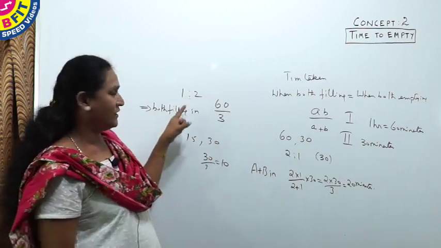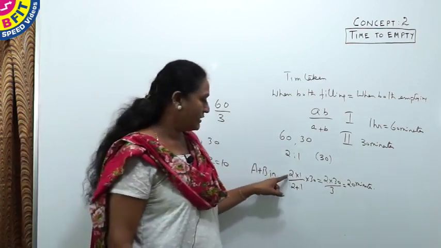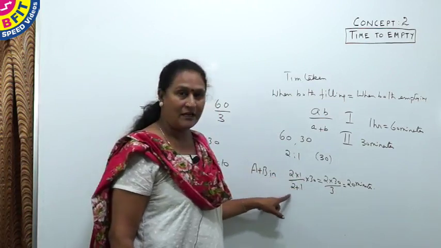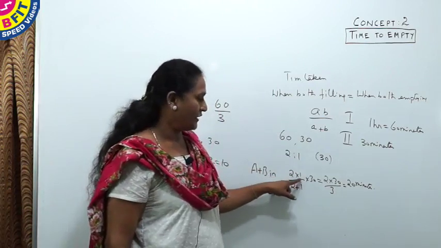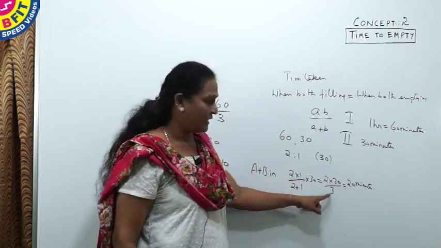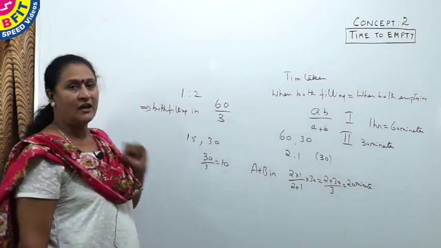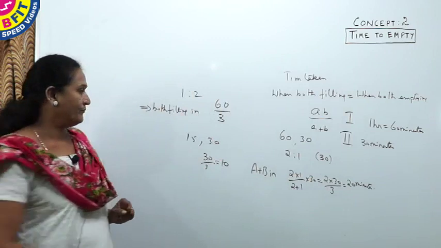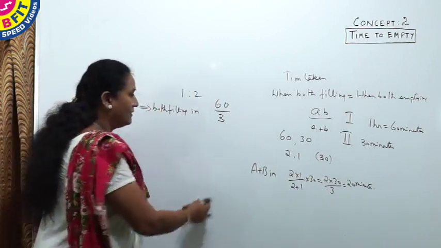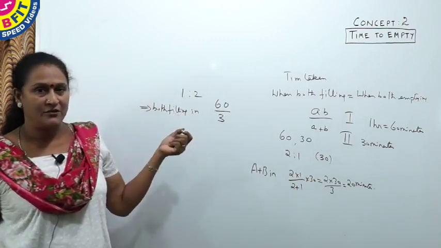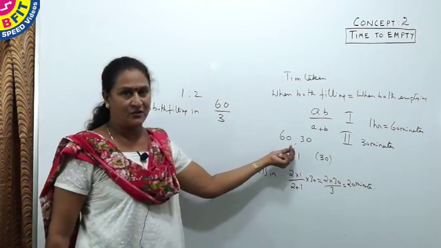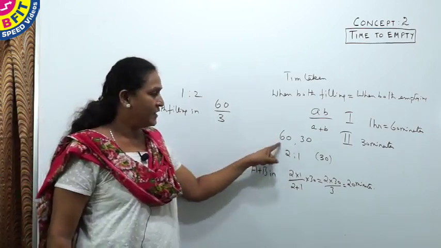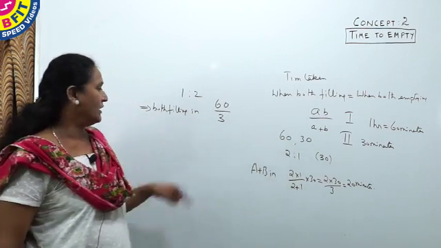Because when they are in the ratio 1 is to 2, here 2 into 1, we divide by 3. So into the common factor, we get the higher value by 3. So it is 1/3 of the higher value. Suppose it is in the ratio 1 is to 2, mostly they give these values in this data, so just take 1/3 of the value for both filling.